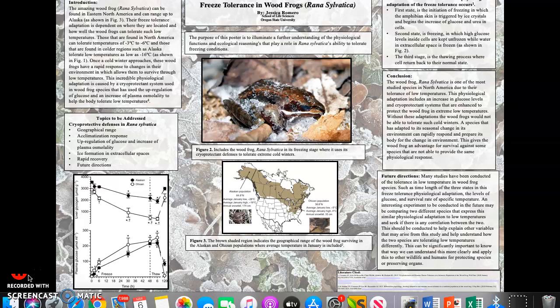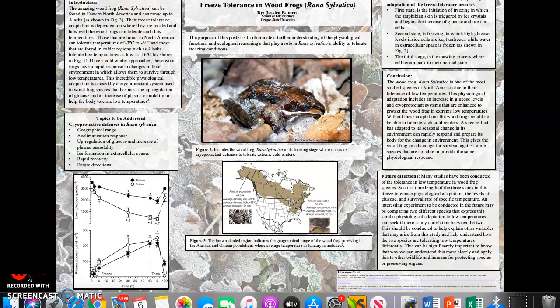Figure 1 shows the difference in glucose levels in plasma and liver glycogen for species found in Alaska and Ohio. As you can see, those species that live in Alaska have much higher glucose levels than those that live in Ohio. This is due to much lower temperatures in Alaska, so those species will need much more glucose in their cells.